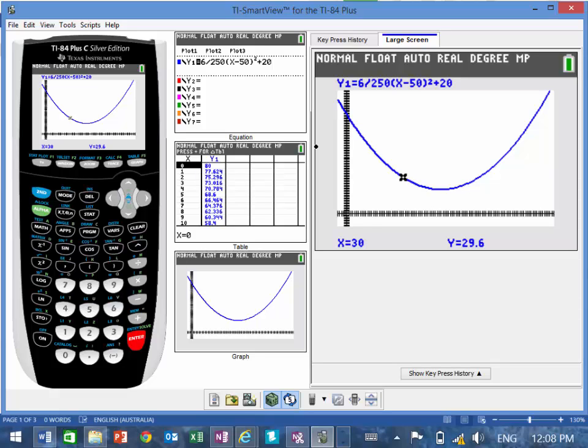Now, why would that be useful? Think about it. Why would that be useful? This is a real life scenario. Why would it be useful, knowing that height?